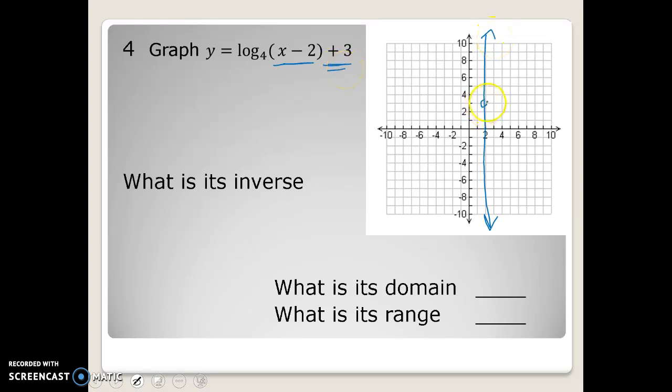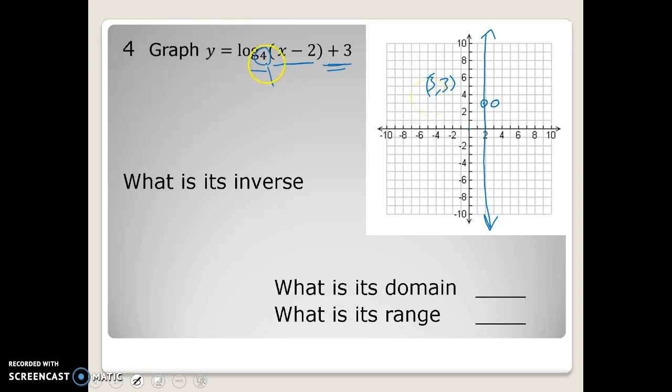So this point right here is kind of like my 0, 0 point. But the base is 4. So because the base is 4, I'm always going to have a point at 1, 0. But it's really not 1, 0 because my point of reference is this new origin. So that 1, 0 is actually this point here. That's the point 3, 3. So I think the point 3, 3 is on the graph.